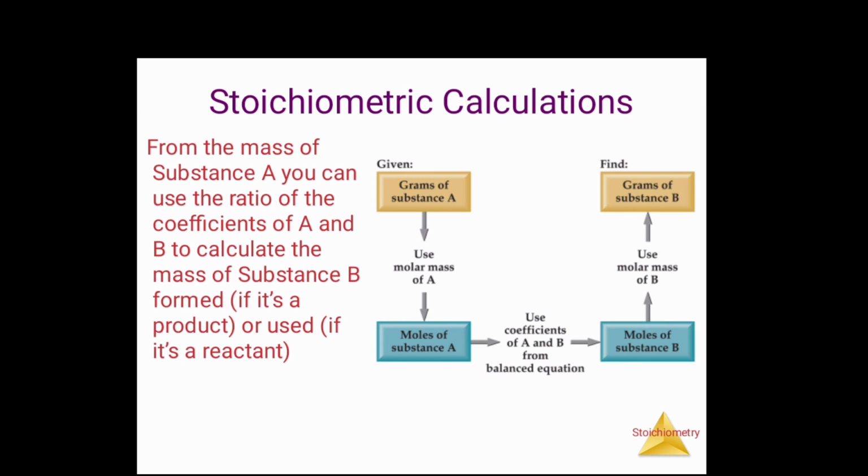Grams of substance A, you can use the molar mass of A to get the moles of substance A. And then if you use the coefficients of A and B from the balanced equation, you will get the moles of substance B. And then if you use the molar mass of substance B, you can get the mass of substance B.